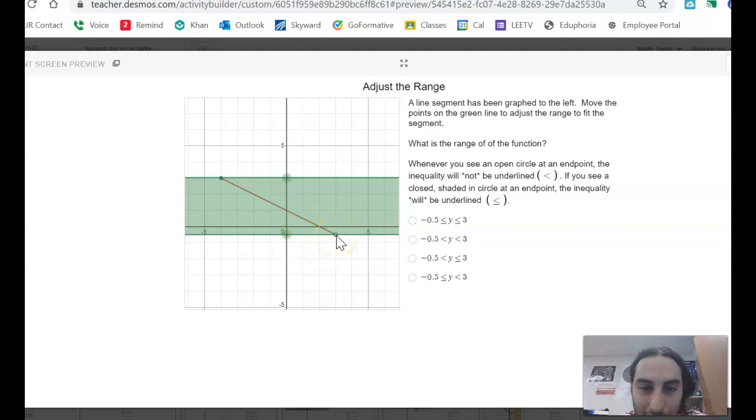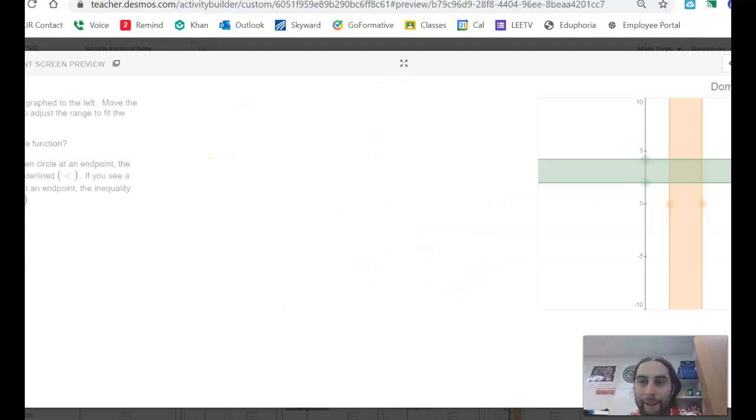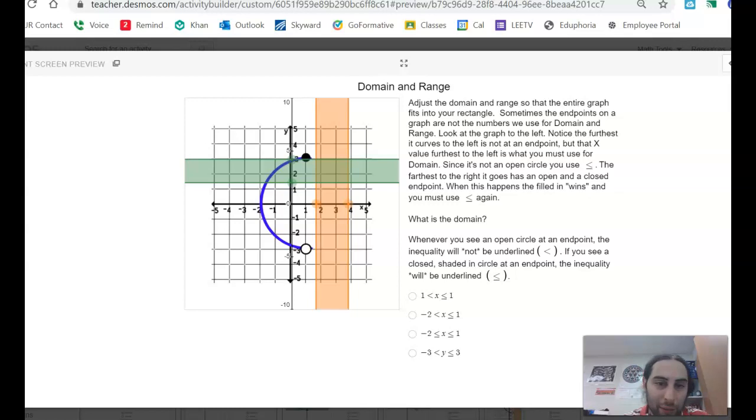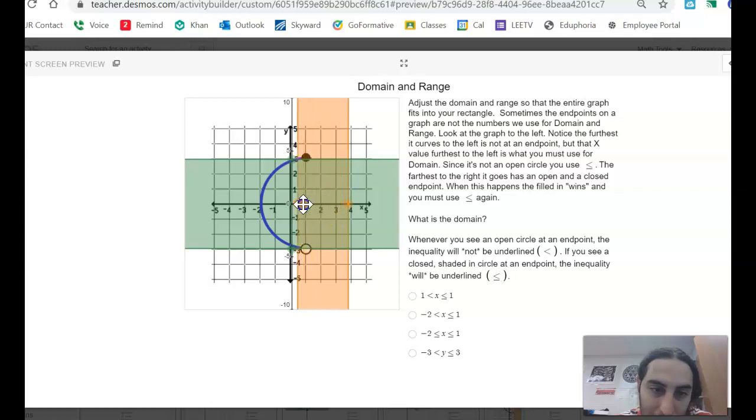So open, not underlined, to closed, underlined. Not underlined to underlined. Hey, there we go. That'll be this third one. Okay. Because it's open to closed, not underlined to underlined. All right. On this one, you want to drag some stuff around here, make sure that the range matches up, and then the domain matches up.